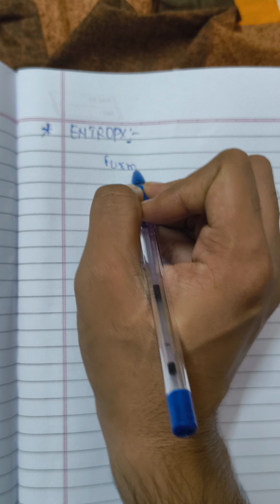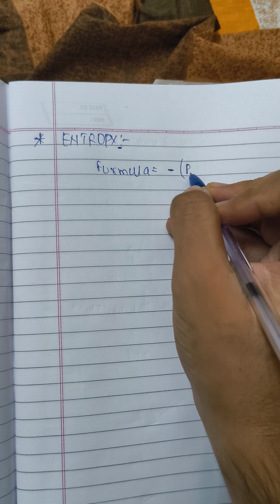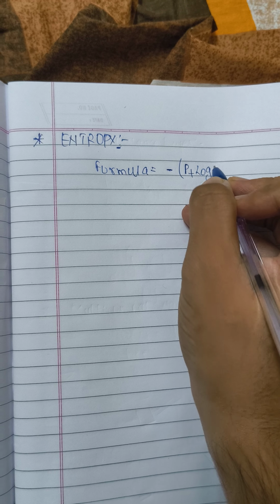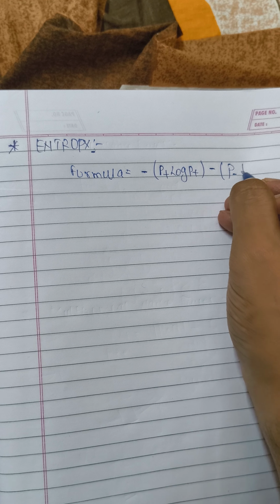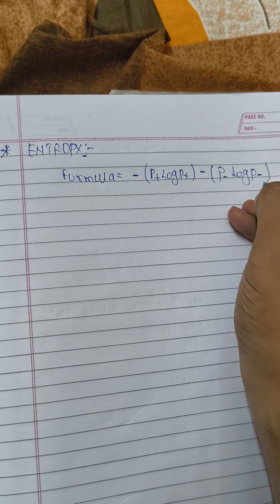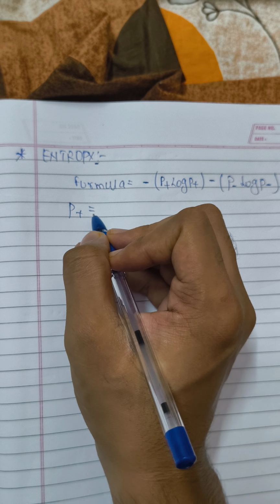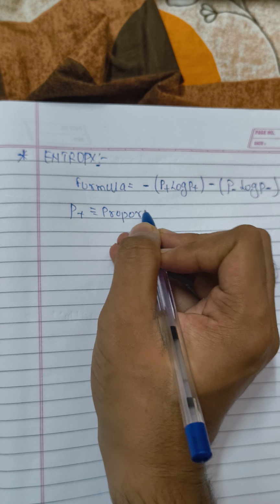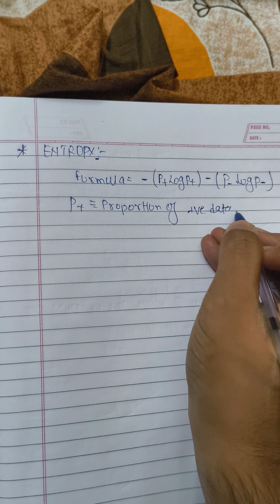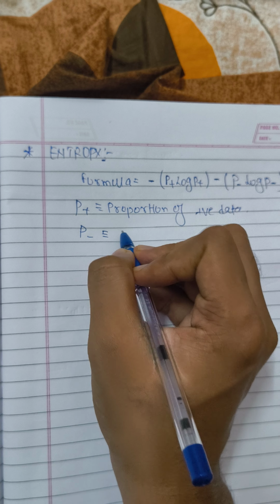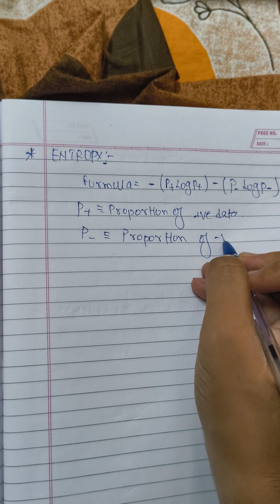The formula for entropy will be negative P plus log P plus, minus P minus log P minus. Okay. So what is here? It is P plus. P plus is the proportion of positive data. And P minus is nothing but the proportion of negative data.